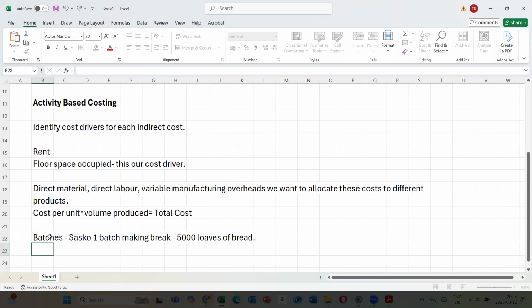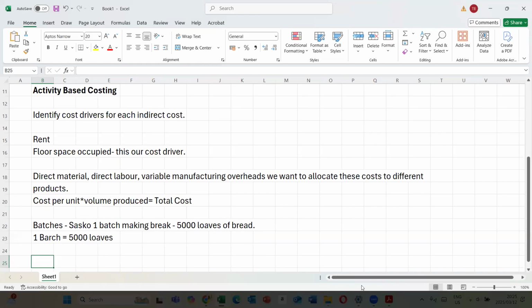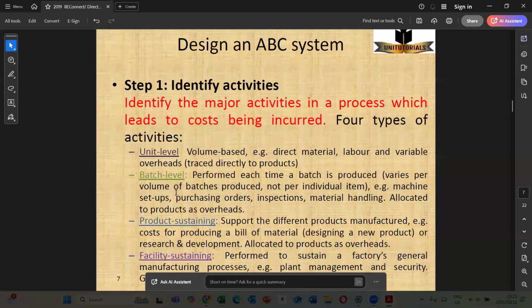What are we saying here? We're saying, in one go, when Sascom is making bread, they just put 5,000 loaves in an oven at once. Then it comes out in batches. So they have 5,000 loaves coming out in one batch. So we're saying one batch is equal to 5,000 loaves. That's one batch. So this is what we are looking at in regards to batch level.